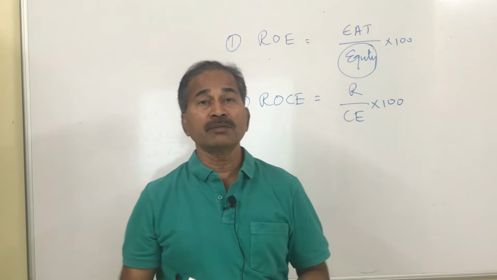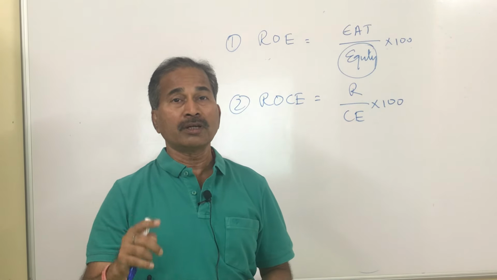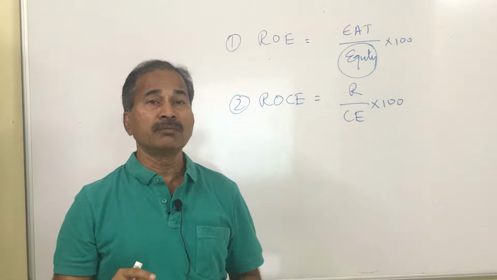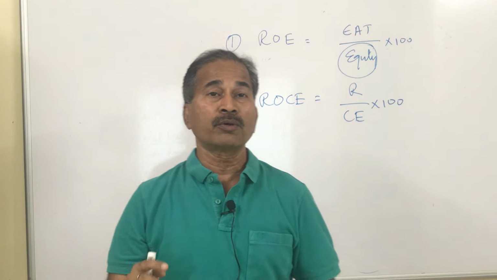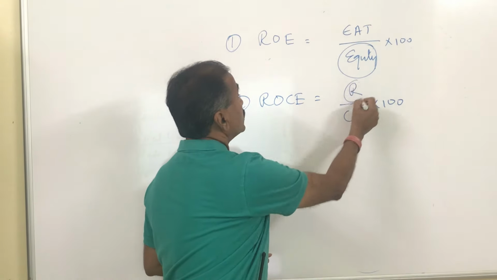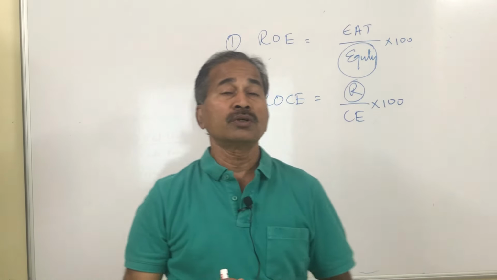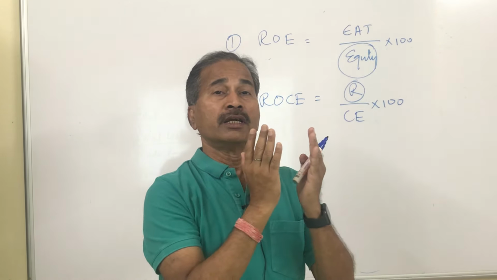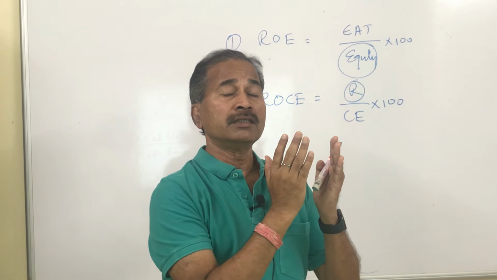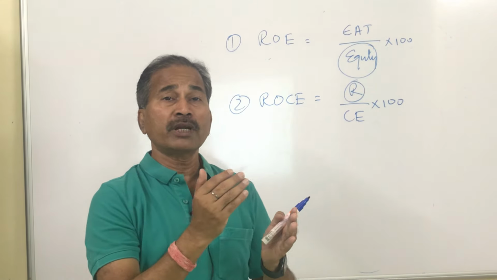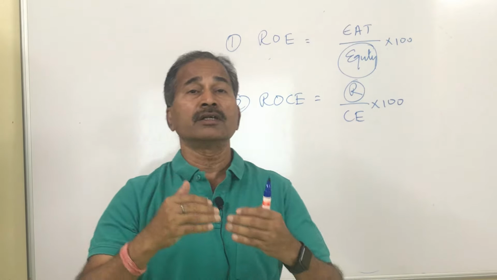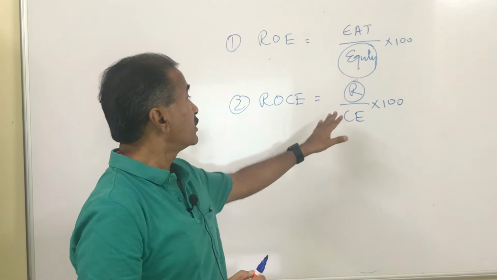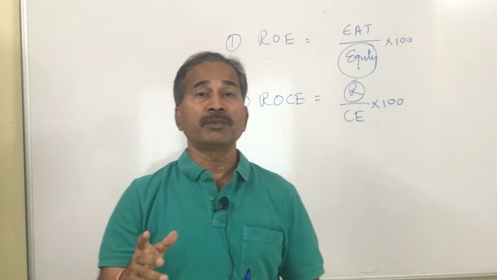What is the second mistake people make in calculating the return on capital employed? The second mistake that people make in calculating the return on capital employed is about the return. It is about the numerator. So invariably I have seen people make the mistake of taking either the earning after tax in the numerator, or they will take EBIT in the numerator for calculating the return on capital employed.